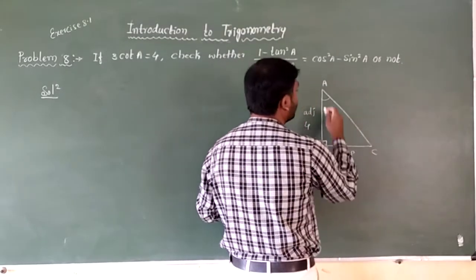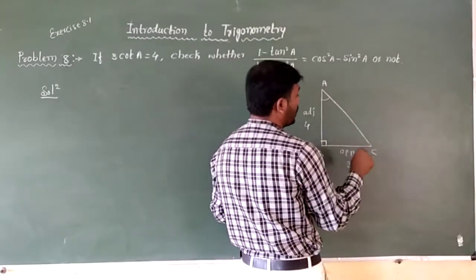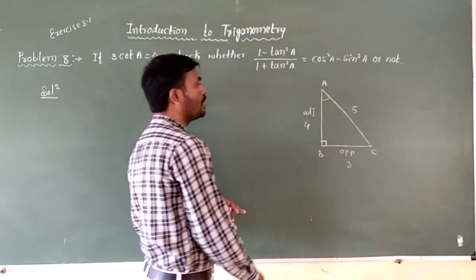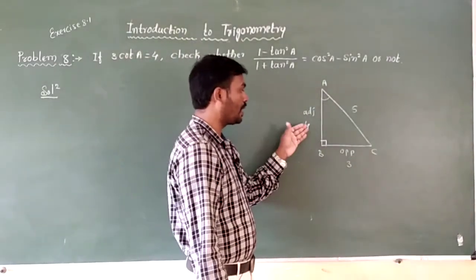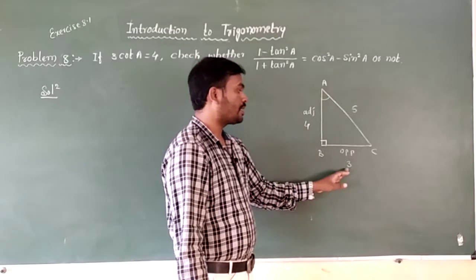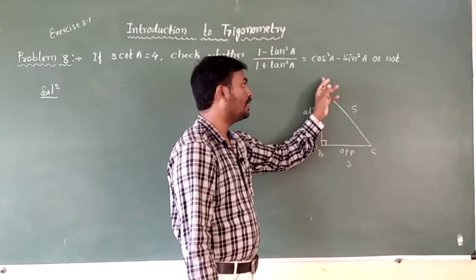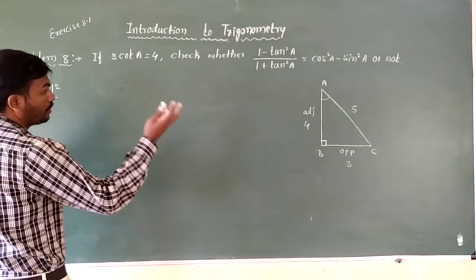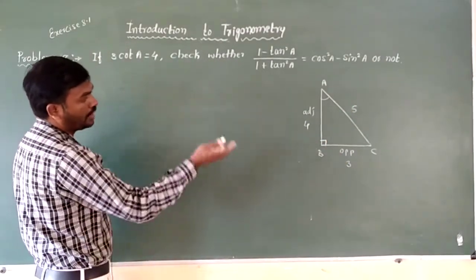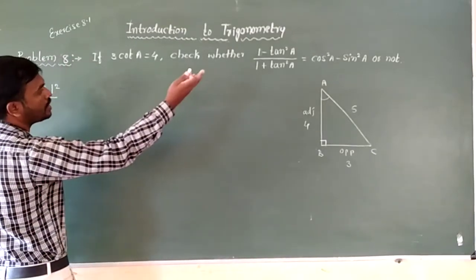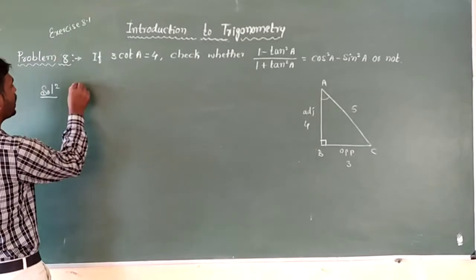So as we all know, by Pythagorean triplets, AC becomes equal to 5. Or AC square is equal to AB square plus BC square, 4 square plus 3 square, 16 plus 9, which is 25, and the square root of 25 is 5. So by using the Pythagoras result and Pythagorean triplets, I have written AC is equal to 5. So let us check whether it is equal or not by taking LHS.